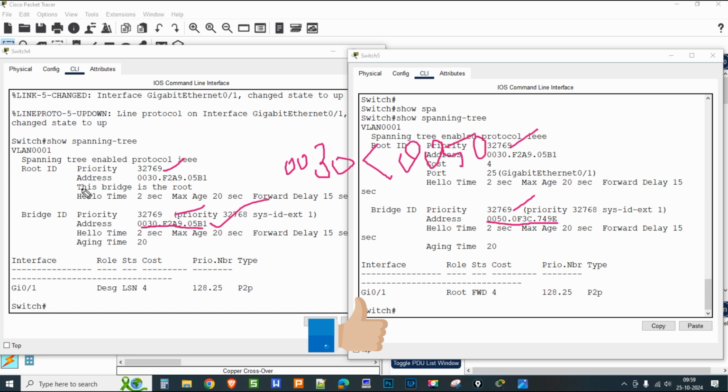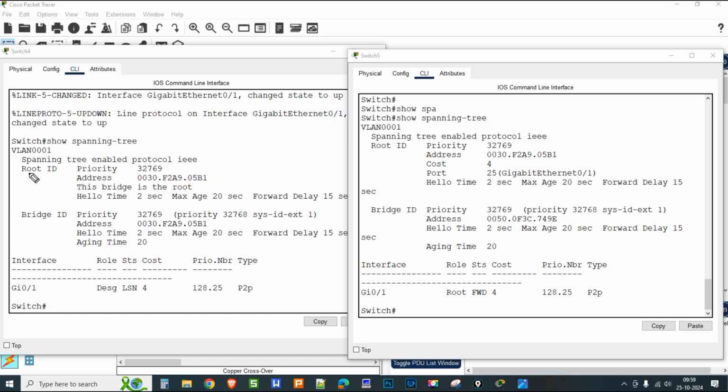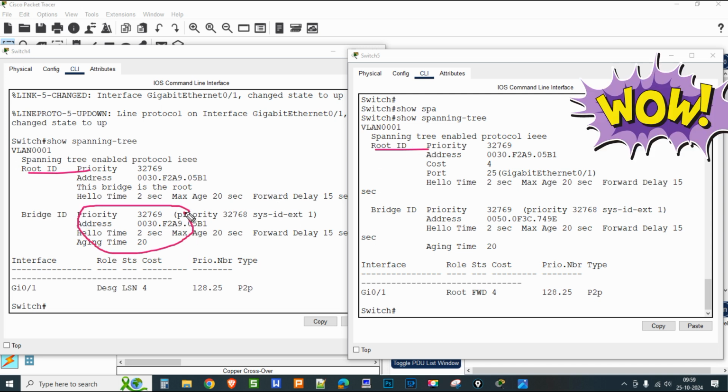It is elected the root bridge. This acts as the root bridge, and this information is sent to all the switches. Here you can see this is the root ID, and this is the root ID. It sends the information to every switch saying: I am the root bridge of the network.